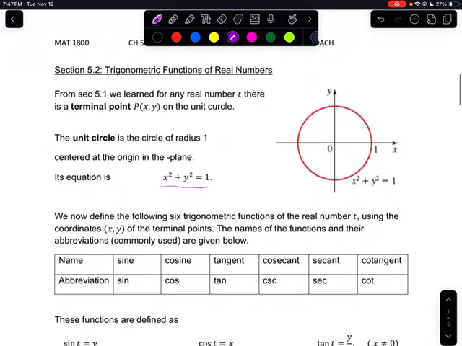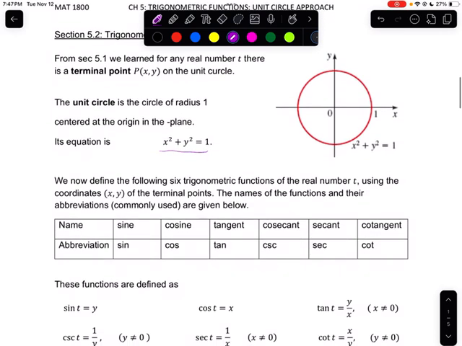Now we will define trigonometric functions. There are 6 trigonometric functions of any real number t, and we will use the coordinates x, y of the terminal point to define these functions. That's why we learned how to find the terminal points. Look here in the table: the name of the function, then the abbreviation, and the definition goes after the table.